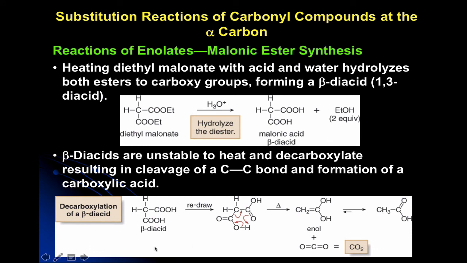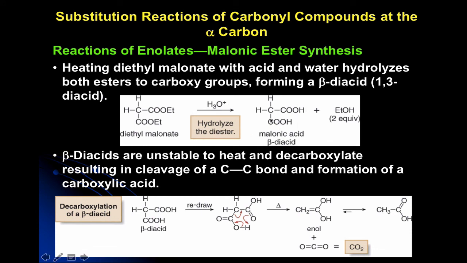So again, what happens is we put an alkyl group on a malonate, and then you can hydrolyze the esters under acidic conditions to these beta-malonic acids, or so-called beta-diacids. And we talked about that when we talked about the saponification of esters. So we know we can saponify esters under basic conditions and get carboxylates. We can saponify esters under acidic conditions and get carboxylic acids.